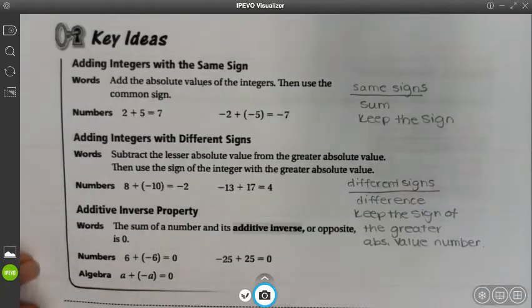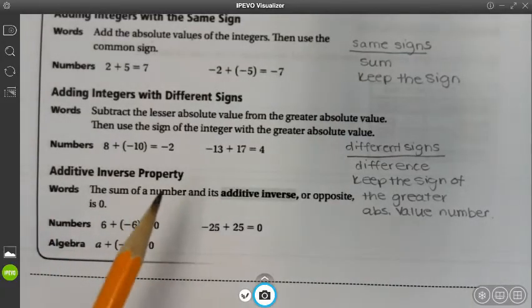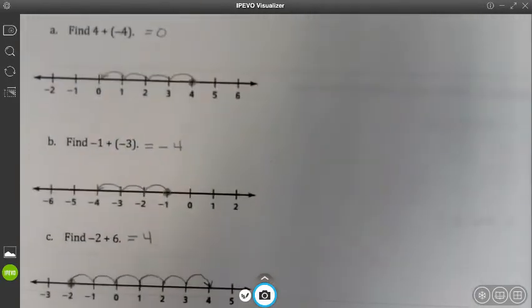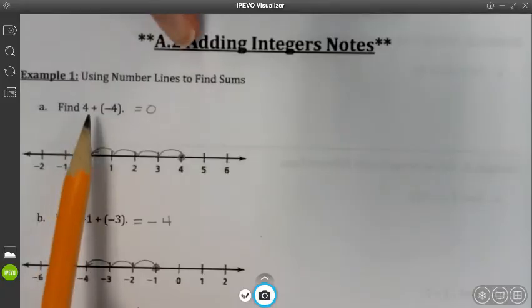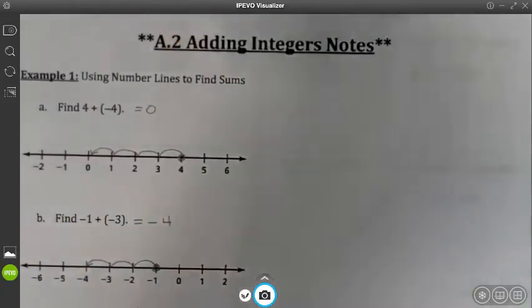Next part, additive inverse property. The sum of a number and its additive inverse, or its opposite, is just going to be 0. So that takes us back to part A up here. 4 plus its opposite is just 0. So when you add opposites, you'll get 0.